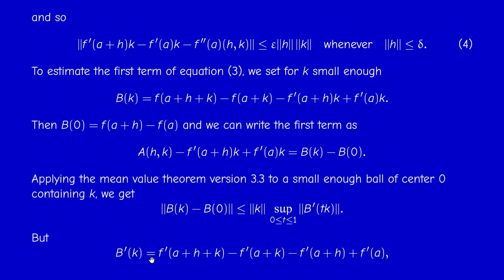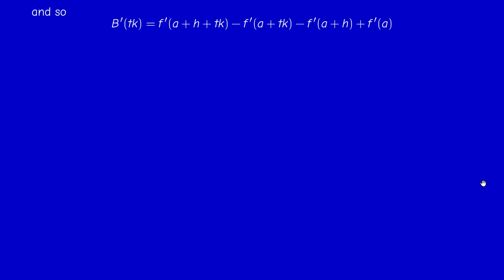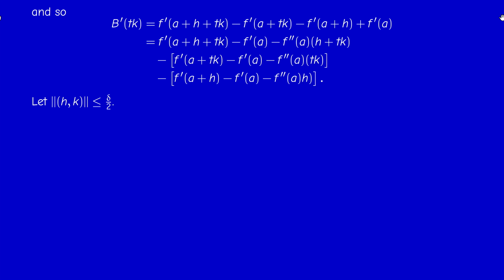So if you like, b prime of k in the direction v is f prime of a plus h plus k in the direction v minus f prime of a plus k in the direction v minus f prime of a plus h in the direction v plus f prime of a in the direction v. Same thing. Now, this quantity is actually a linear map from E into F. Therefore, when I replace k by tk, I get this equality. And now this is the difficult part.